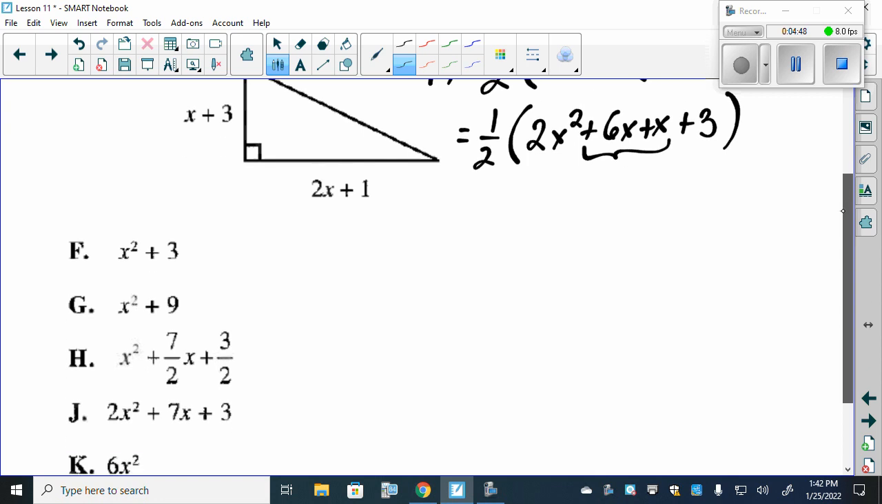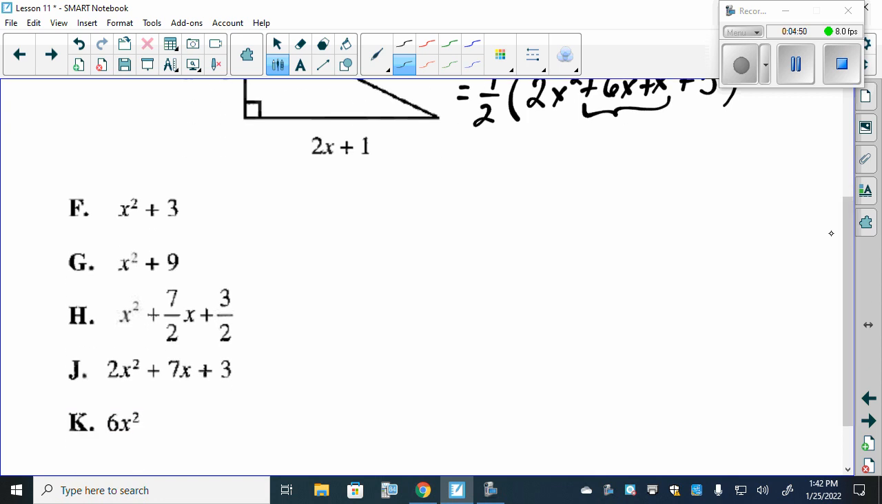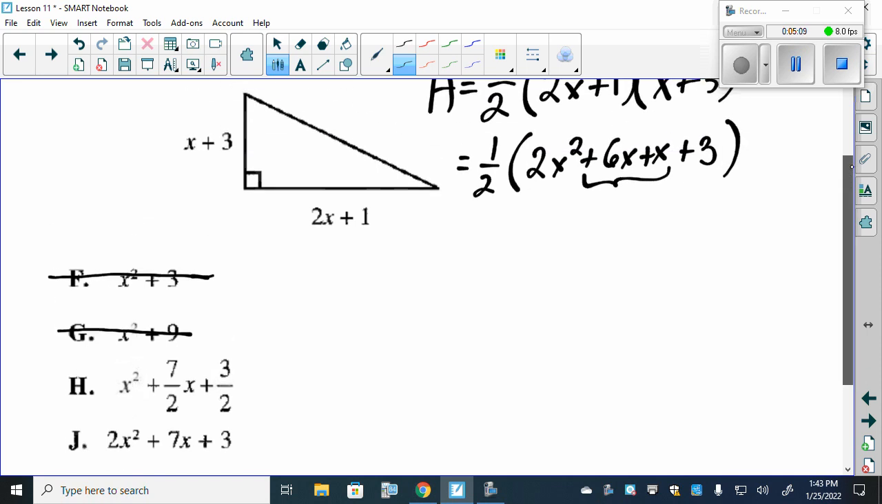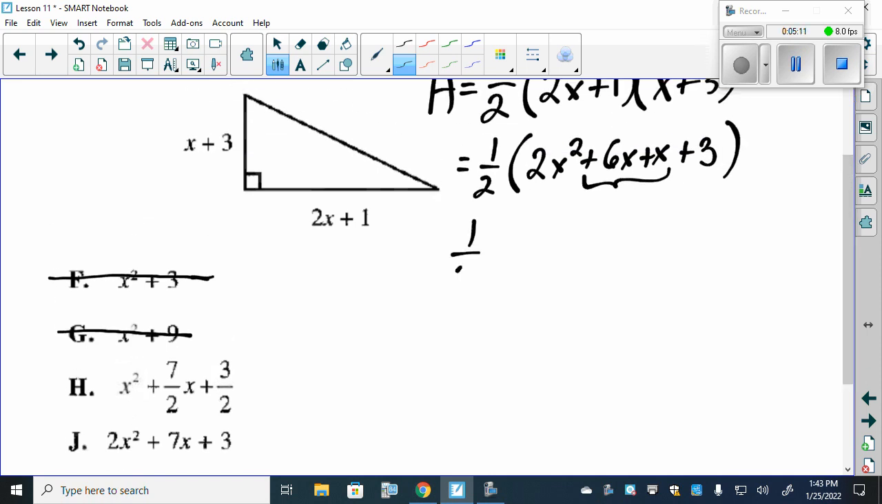Well, so is there any way that I could end up with x squared plus 3? Because that middle term will still be there, yes? So F is not going to work. H isn't going to work. And K isn't going to work, right? Okay, let's keep working this. So 1/2. So if I combine like terms, I would have 2x squared plus.